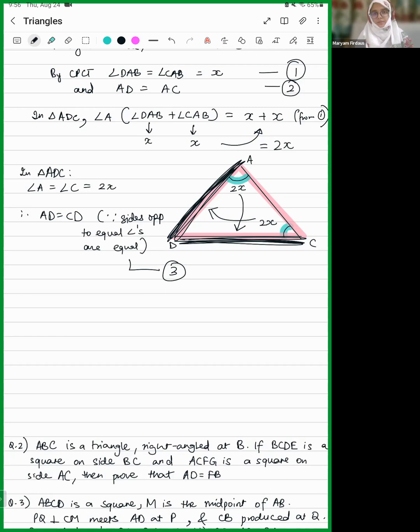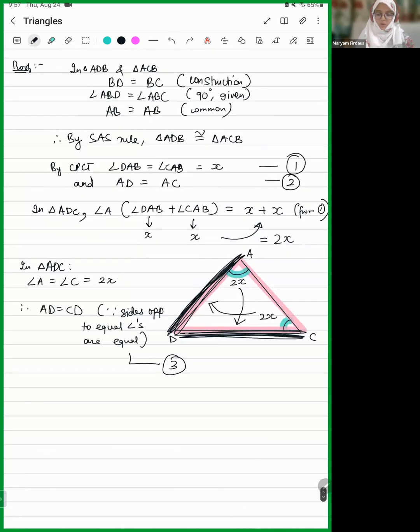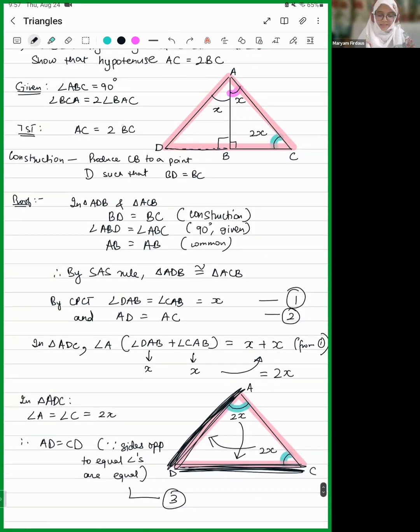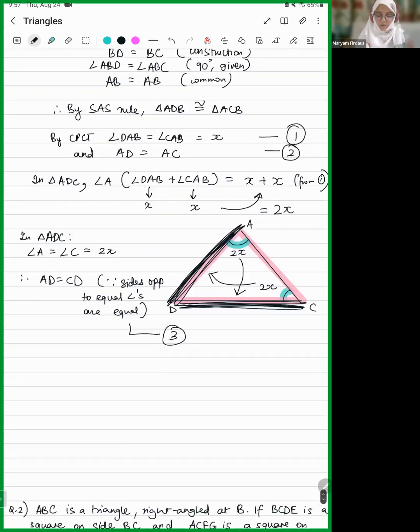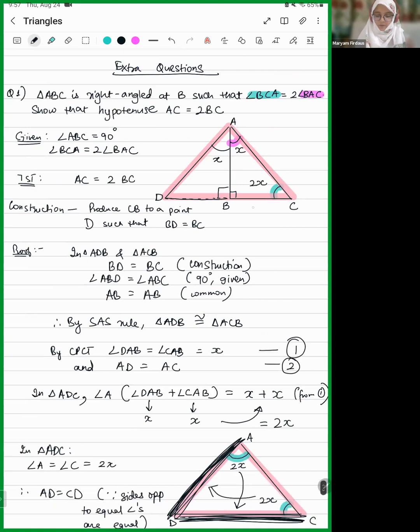Done till here, everyone? Yes, ma'am. Okay. So now let's go back to what we wanted to prove. We had to prove that AC is equal to twice of BC. Now just look at this thing over here. Since BD is equal to BC, I'm just going to write it over here. And since your BD is equal to BC, that means your BC is half of CD, right?